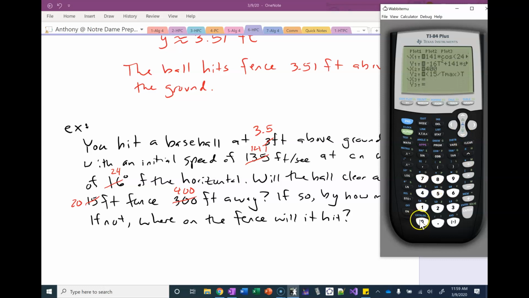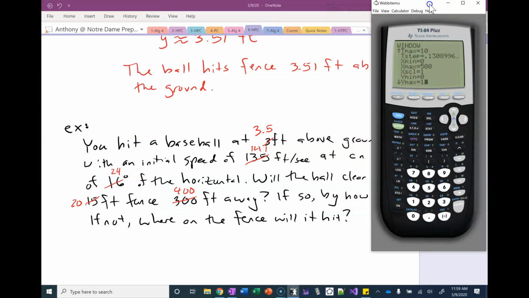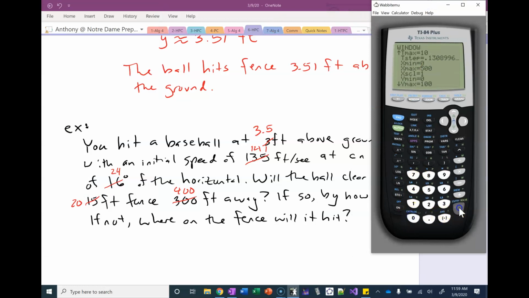And my new fence is 400 feet away and 20 feet high. We should probably change our window again. This time the ball's going 400 feet, where the fence is, so let's make that 500. And this time the ball's hit at a bit of a steeper angle, so let's make that Y max 100.